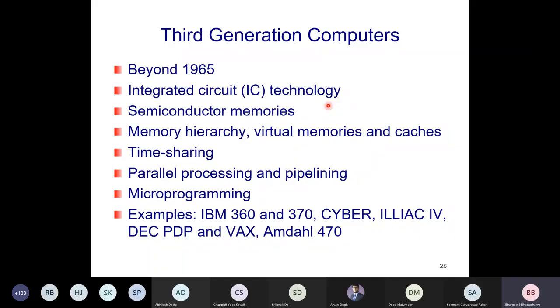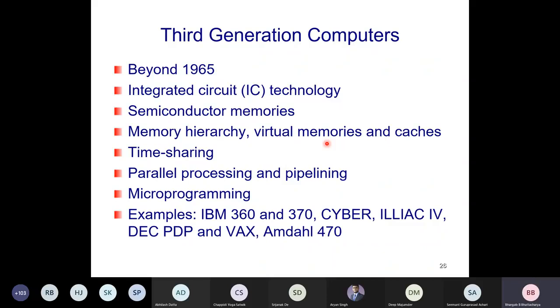In the area of operating systems, the concepts of memory hierarchy, like cache memory and virtual memory, were developed and implemented. Therefore, memory transactions could become faster. In other words, the speed of the machine kept on increasing because of the use of these technologies.